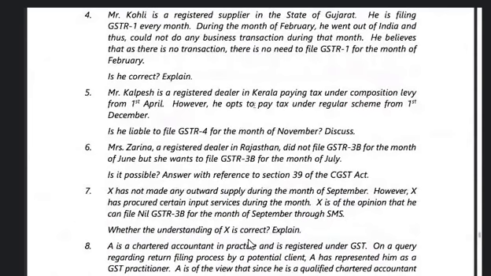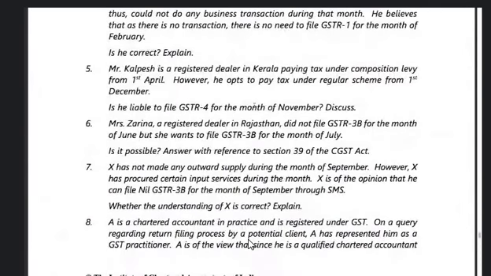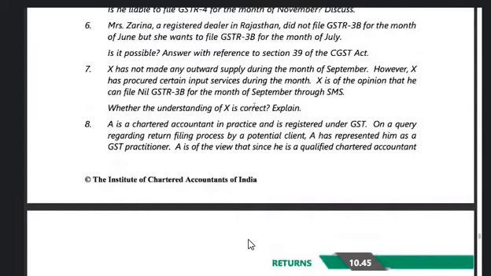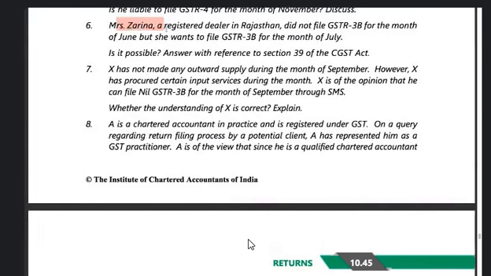Mr. Kalpesh is a registered dealer in Kerala, paying tax under the composition levy scheme from 1st April. However, he opts to pay. Okay, this you can ignore. This part I have not taken.